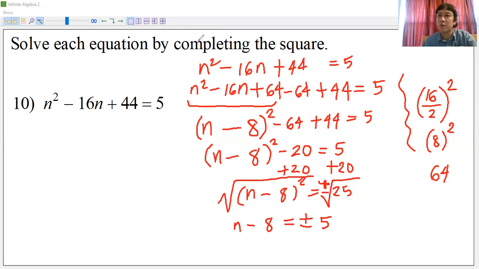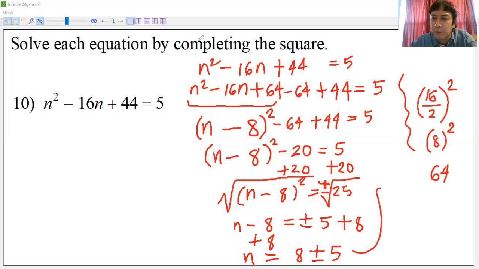Okay, we're almost done. We will now get the value of n by adding 8 to both sides. We add 8 and we add 8 here. The next line is n equals 8 plus or minus 5. So we continue over here.